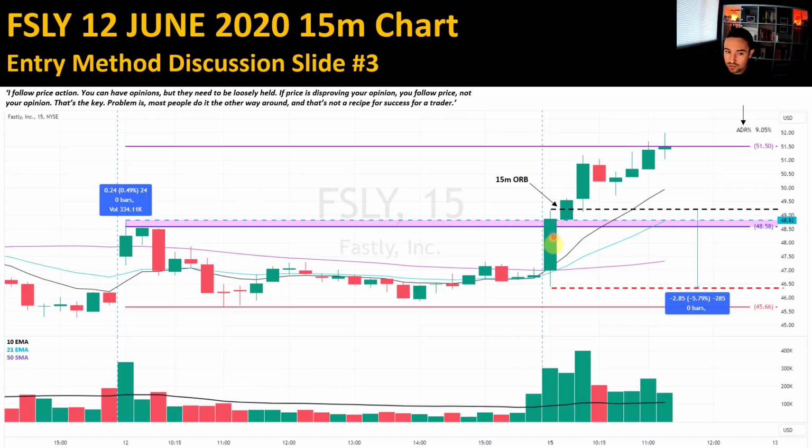Opening range breakout shown on the 15-minute chart. So this is the first 15-minute bar, and it breaks the previous high. You've got good volume coming through, a good bar coming through. So the entry would be here at, what's that, $49.30, $49.40. Stop underneath the low of the day, just underneath 46.50. That would be 5.79% relative to the ADR of now 9%. That's pretty favorable, right? Just over half, but still way under 2/3.